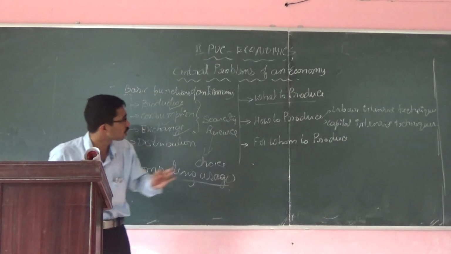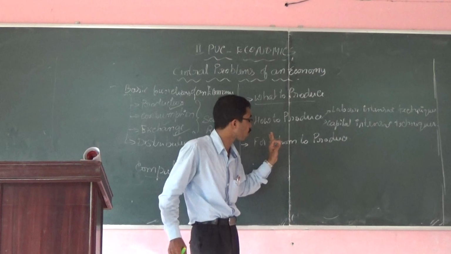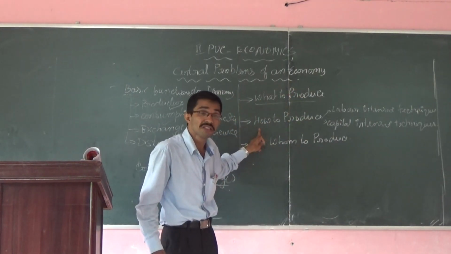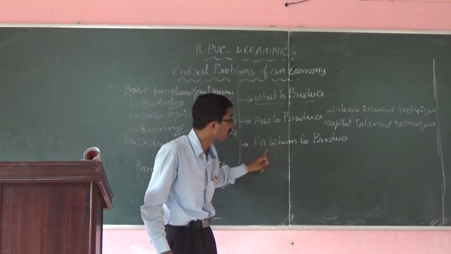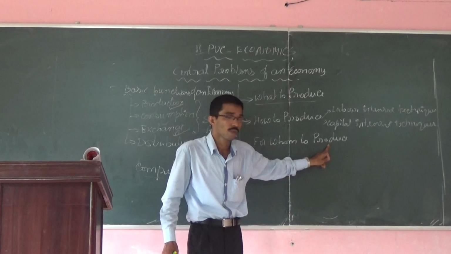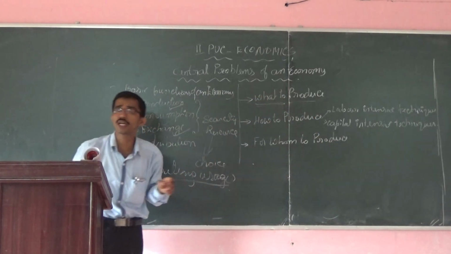What to produce, and second one is how to produce, and third one is for whom to produce. ಏನನ್ನು ಉತ್ಪಾದಿಸಬೇಕು, ಸೆಕೆಂಡ್ ಒನ್ ಹೇಗೆ ಉತ್ಪಾದಿಸಬೇಕು, ಮೂರನೇದಾಗಿ ಯಾರಿಗಾಗಿ ಉತ್ಪಾದಿಸಬೇಕು. First of all, what to produce, ಏನನ್ನು ಉತ್ಪಾದಿಸಬೇಕು.